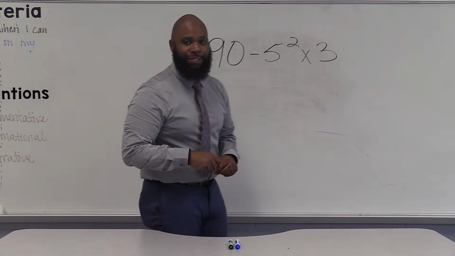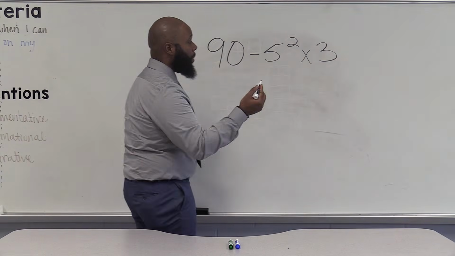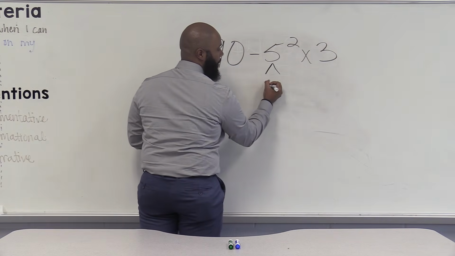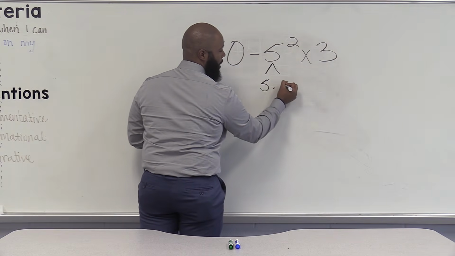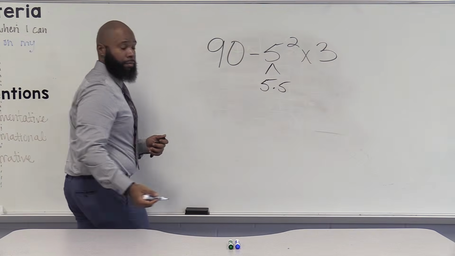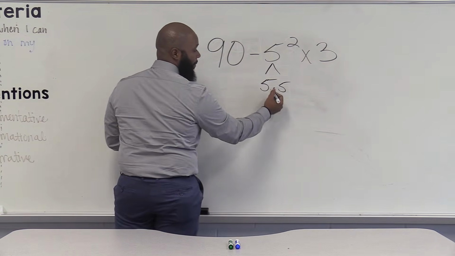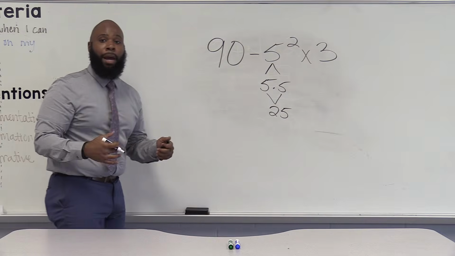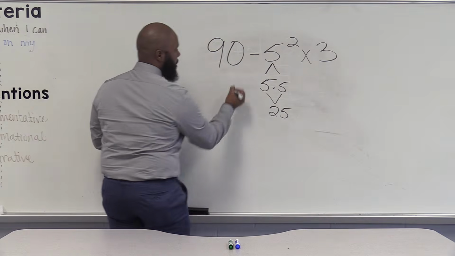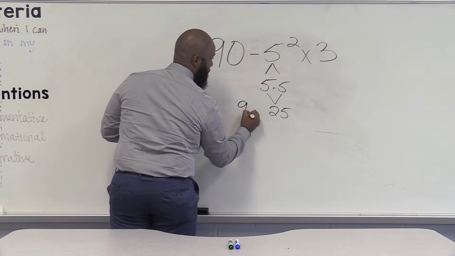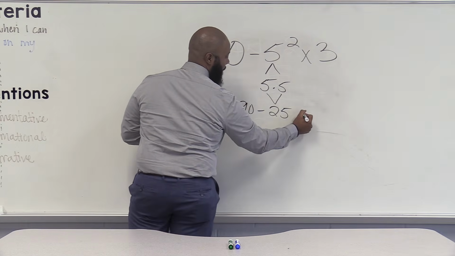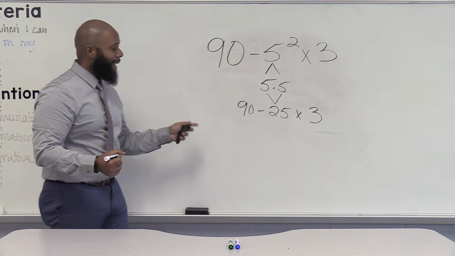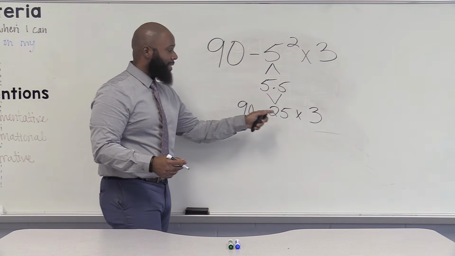If you said exponents first, you are correct. So the first thing we need to do is square our 5. So 5 squared is 5 times 5. Once I do 5 times 5, that's going to give me 25. And I'm going to make sure that I bring everything down, so I can bring down my 90, my subtraction sign, my times, my 3. So now my problem reads 90 minus 25 times 3.